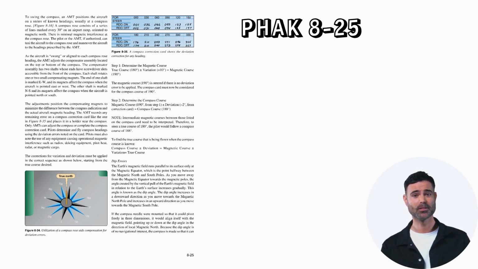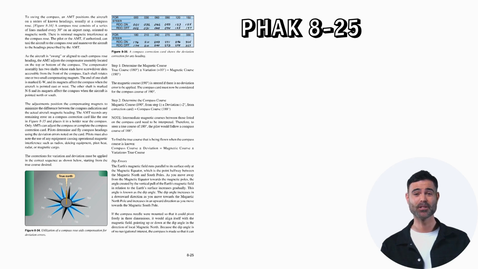Step 2. Determine the compass course. Magnetic course, 190 degrees, from step 1, plus or minus deviation, minus 2 degrees, from the correction card, equals compass course, 188 degrees. Note: intermediate magnetic courses between those listed on the compass card need to be interpolated. Therefore, to steer a true course of 180 degrees, the pilot would follow a compass course of 188 degrees. To find the true course that is being flown, when the compass course is known: compass course plus or minus deviation equals magnetic course, plus or minus variation equals true course.